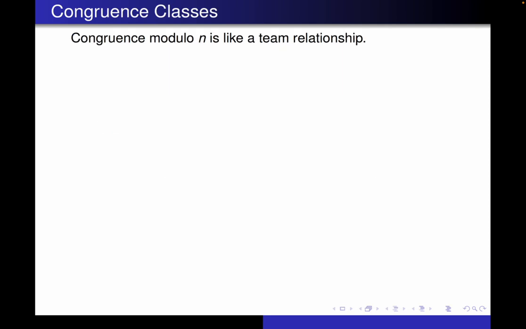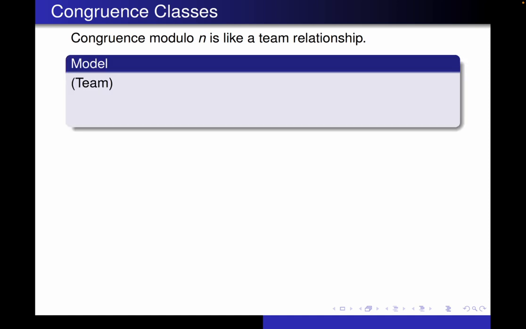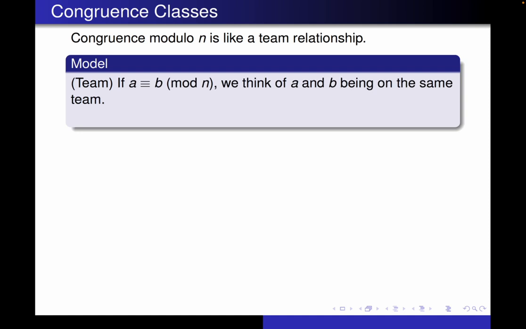So now that we understand how congruence works, it turns out that it's helpful to put numbers into what are called congruence classes. And to understand that, think of congruence modulo n as a team relationship. Congruence itself is a relation. That means it describes relationships between numbers. So the model we're going to use, I call it the team model. If a is congruent to b mod n, we can think of a and b as being on the same team. So the test for being on the same team is to check if they're congruent mod n. If they are, they're on the same team. If they're not, they're not.